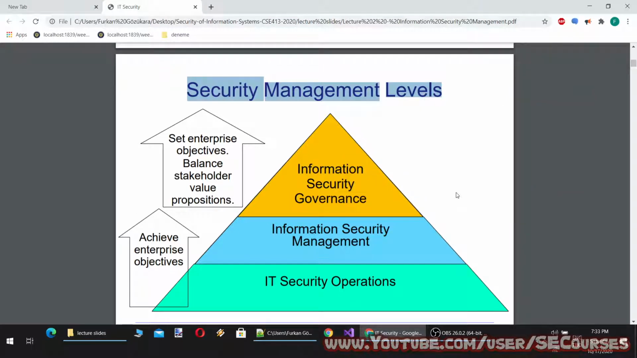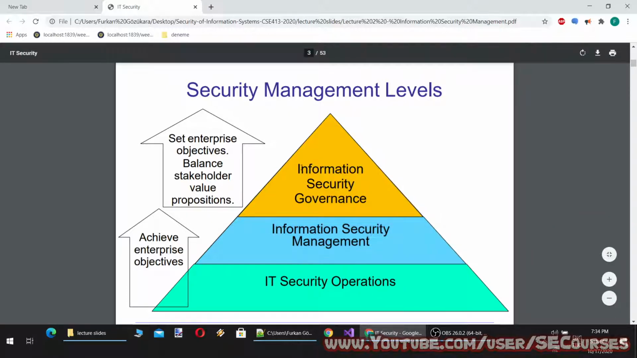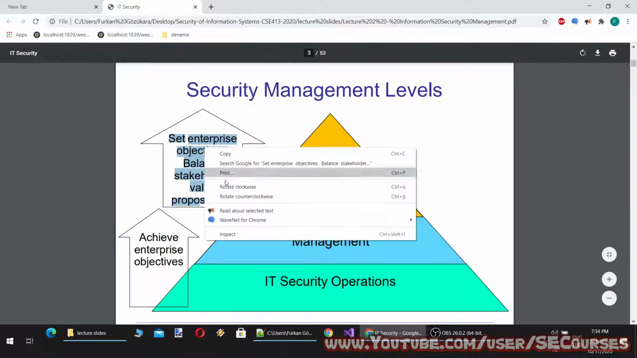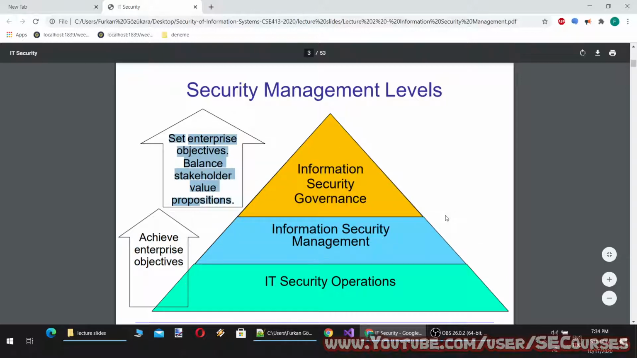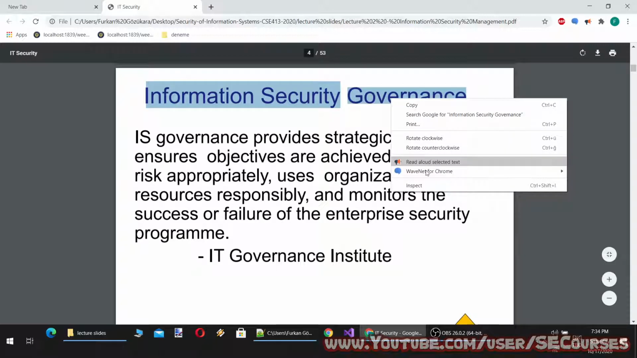Security management levels. So, what levels are there? IT security operations, information security management, information security governance. So what do we do? Achieve enterprise objectives, set enterprise objectives, balance stakeholder value propositions. Okay, so what is information security governance?